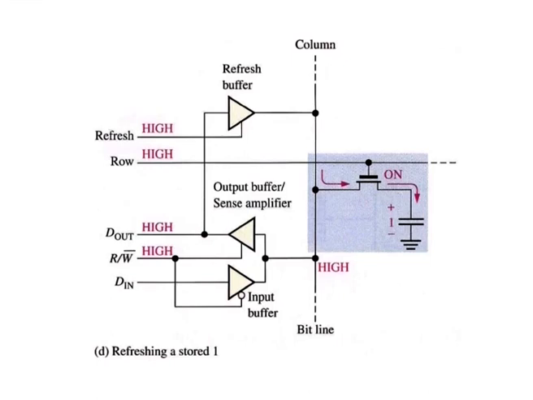For refreshing the memory cell, the read-write bar line is high, the row line is high, and the refresh line is high. The transistor turns on, connecting the capacitor to the bit line. The output buffer is enabled and the stored data bit is applied to the input of the refresh buffer, which is enabled by the high on the refresh input. This produces a voltage on the bit line corresponding to the stored bit, thus replenishing the capacitor.